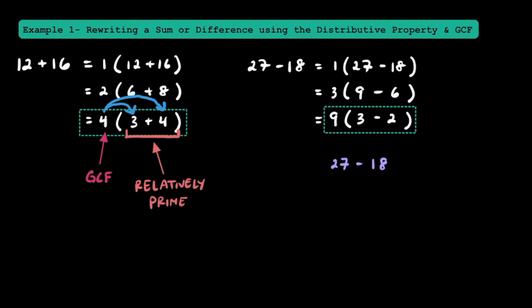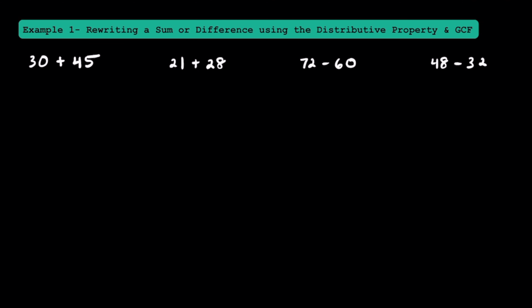So if we have 27 minus 18, we can use this method called the ladder method. First, you just find a common factor of 27 and 18, and I'm going to choose 9. 9 goes into 27 3 times, and it goes into 18 2 times. This 9 here is the GCF, and this 3 minus 2 represent our relatively prime terms. Let's try a few more together.